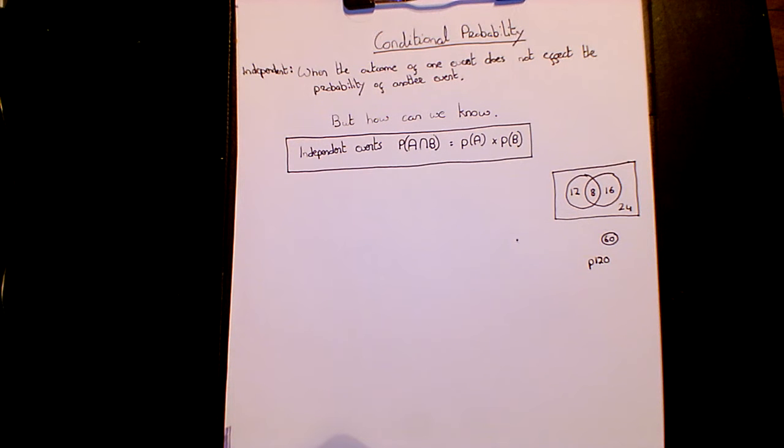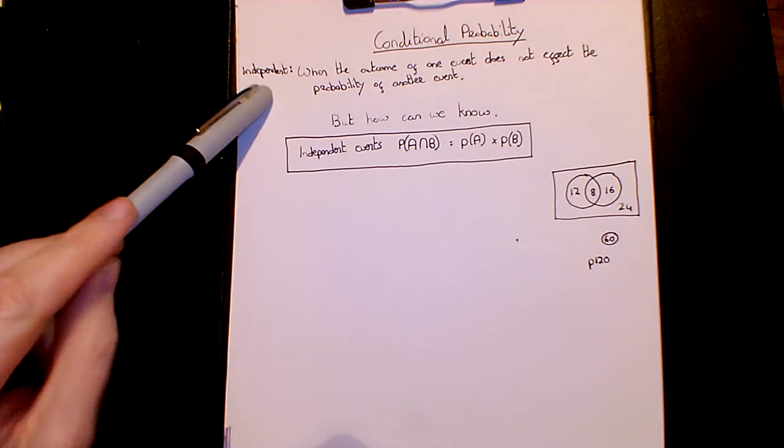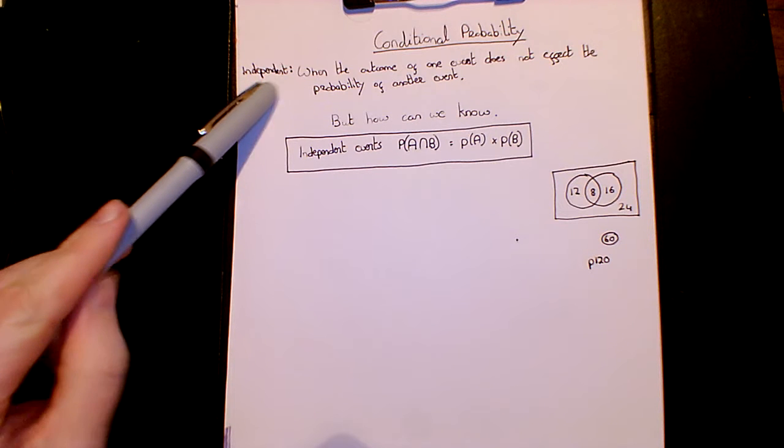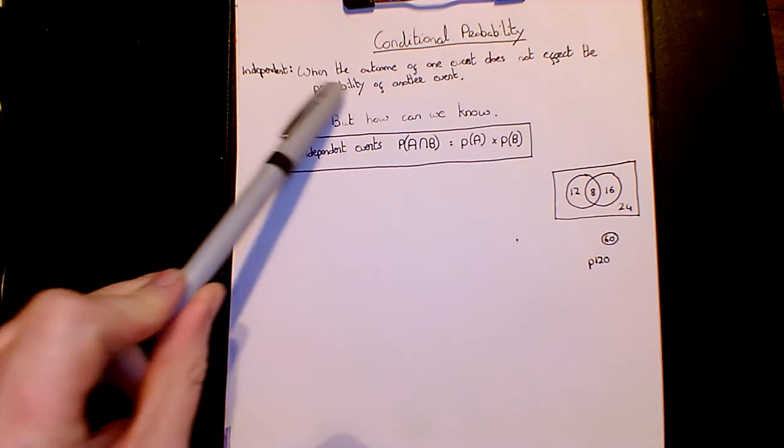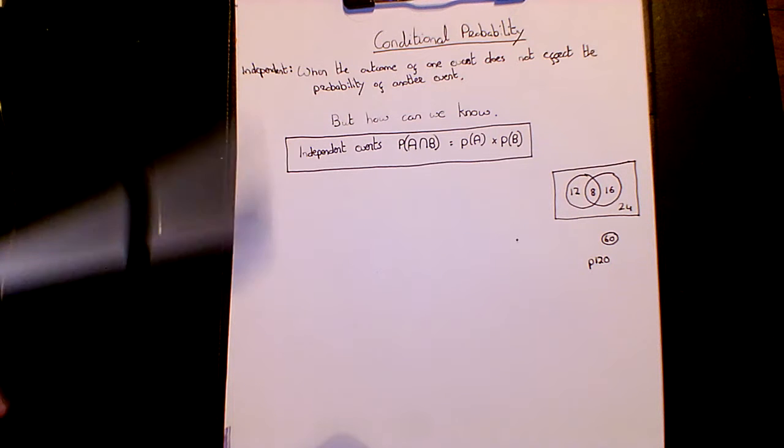Hey Lucy, I'm looking at conditional probability now, and the question is, when do we know that events are independent or not? If we just look here, we know this already, but independent events are when the outcome of one event does not affect the probability of another event.